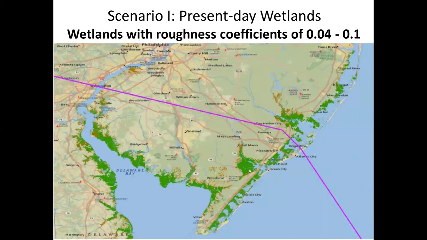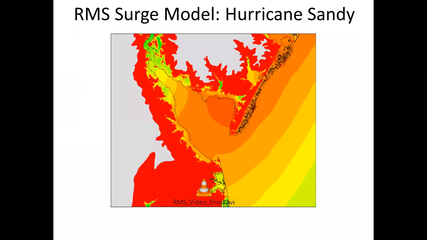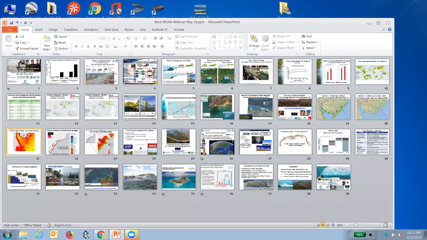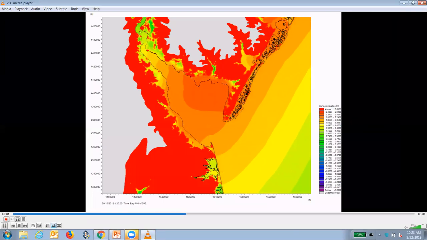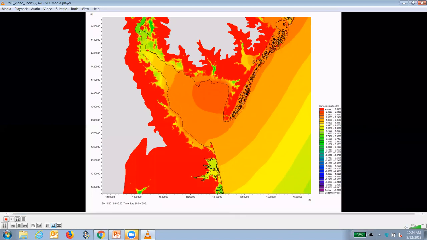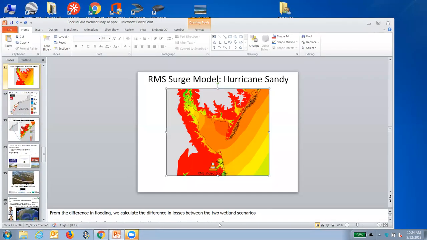This is the path of Hurricane Sandy, wetlands in green here. And we asked, what were the damages with and without wetlands during Hurricane Sandy within those RMS models? This is the with. This is the without, and then we ran those models. Let me just show you what that looks like. This is one of their model runs showing the flooding. This is the shoreline. These are the water surge waters coming in, and this is how they're moving up to land along the shoreline of Delaware Bay. They have really high resolution models that we were using to estimate what this flooding looked like with and without those wetland habitats.